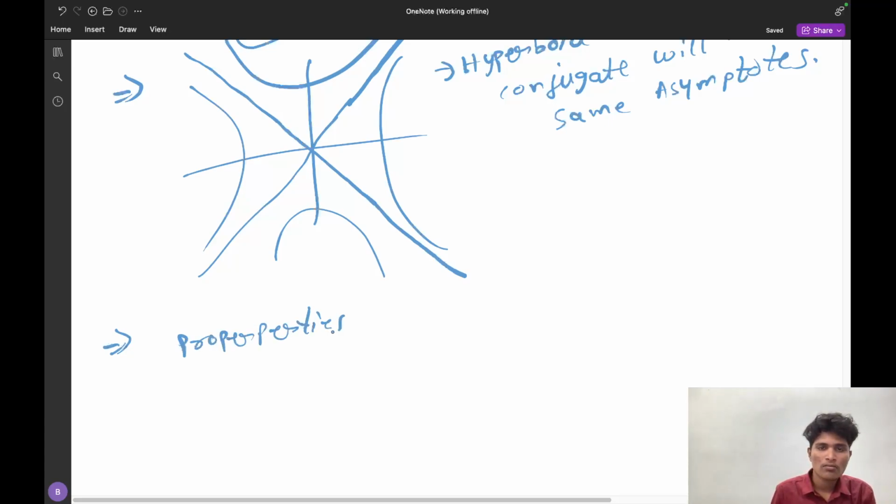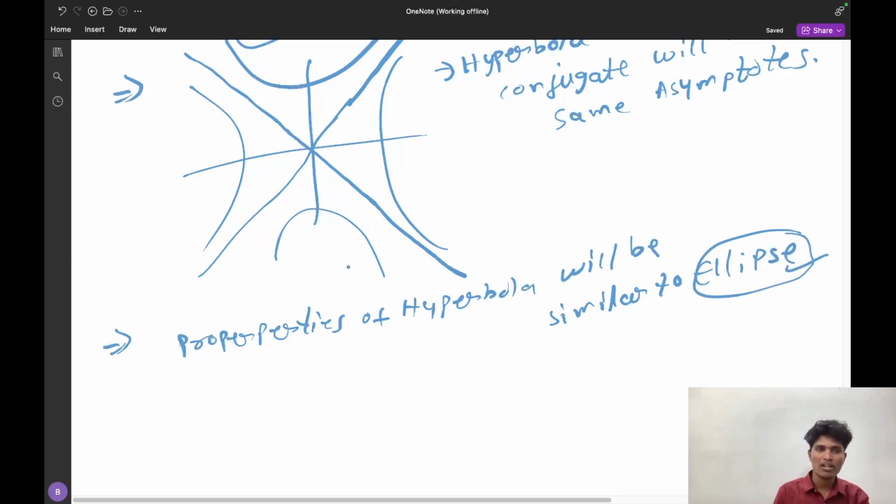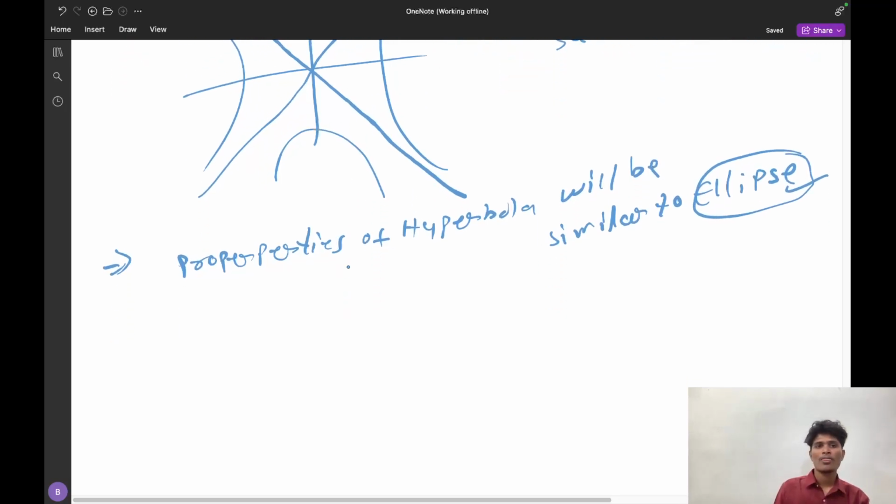Properties of hyperbola will be similar to ellipse only. So you can revise what I discussed in the ellipse. In this video only you can replay the video and see the properties which are the same as ellipse. The ellipse and hyperbola properties are somewhat similar, but I will explain the important concept here, that is rectangular hyperbola.